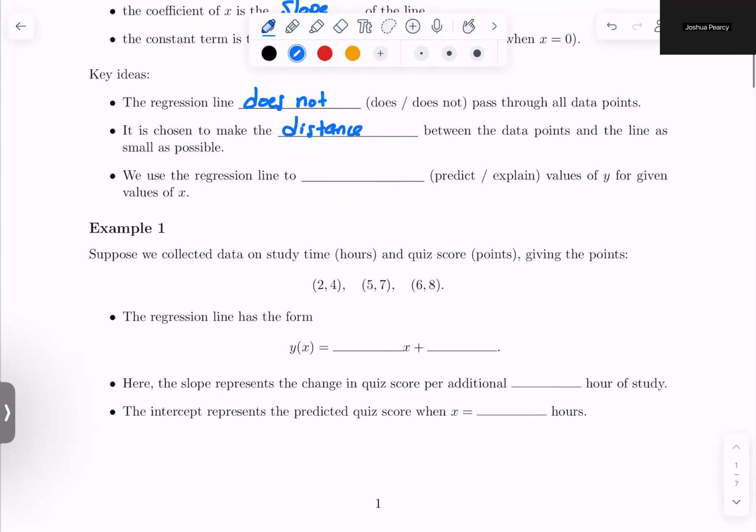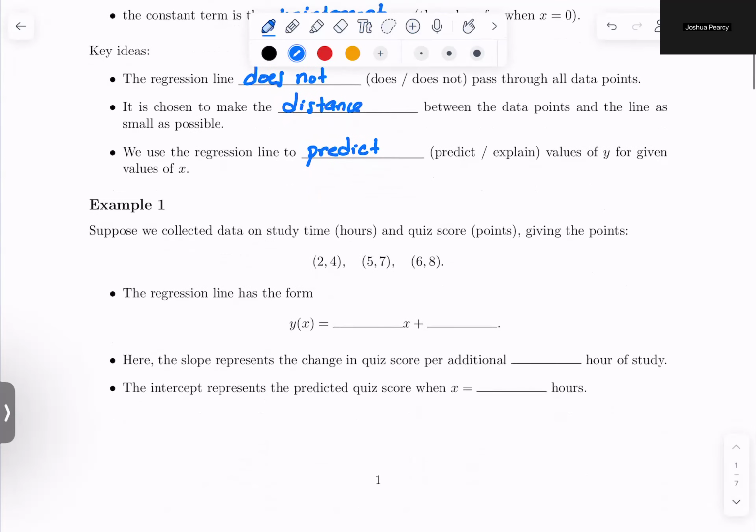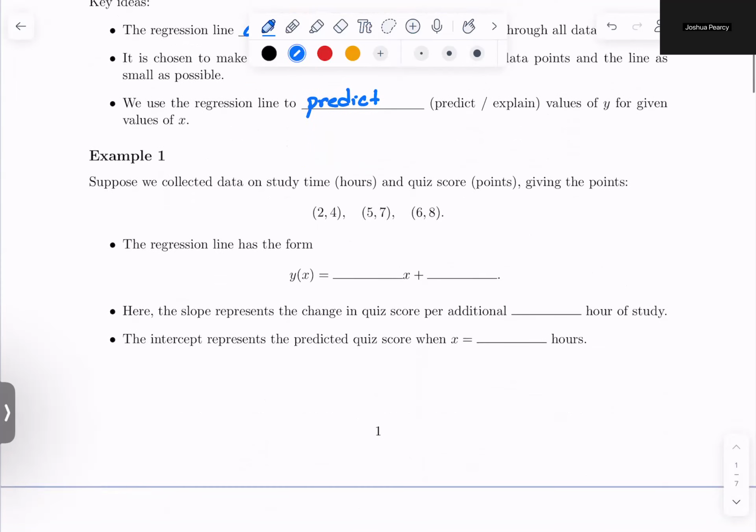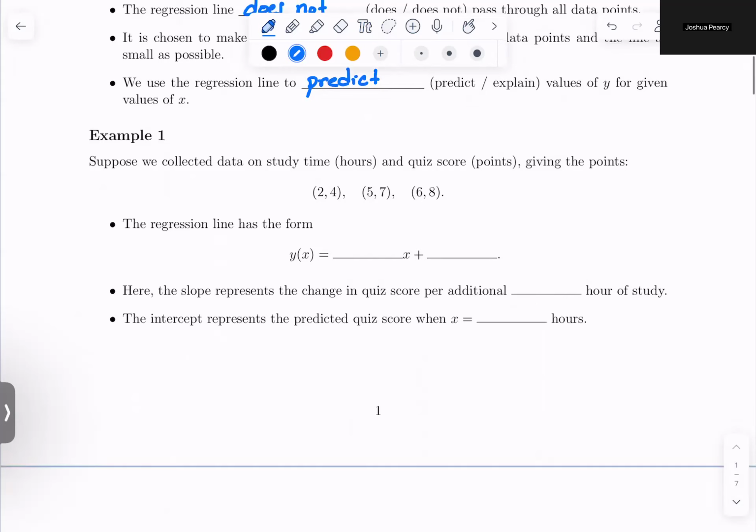We use the regression line to predict values of y for given values of x. Say we want to know what the predicted value of y is, but we don't have that particular value of x in our data set. We can use this regression line to predict that y value given the value of x that we want to plug in. So let's look at the first example.